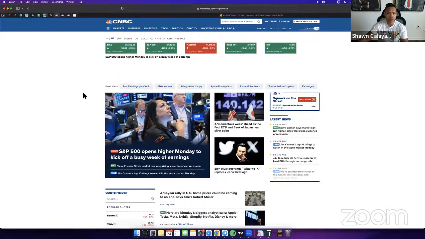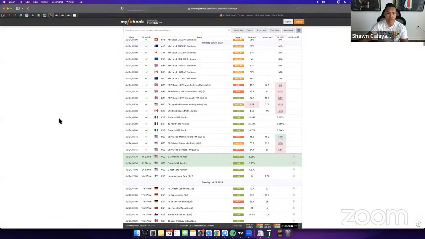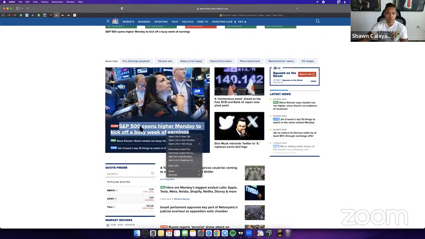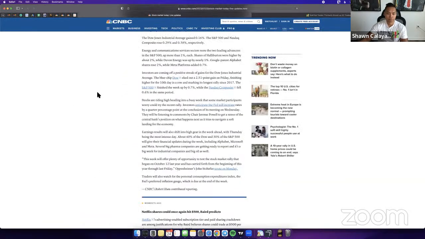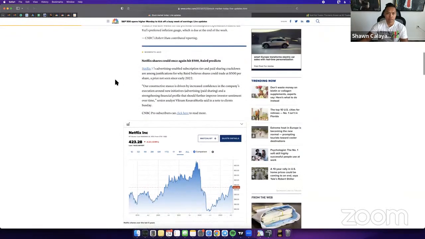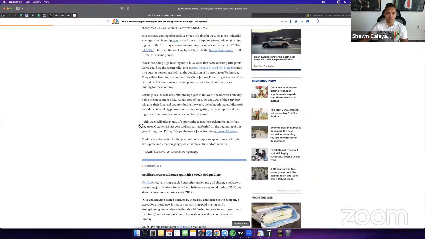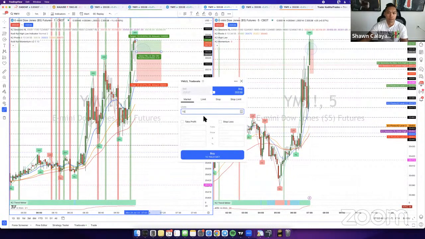I don't think there's any other news today. Let me check real quick. I want to make sure we're not going to be running into any trouble here if there are any other news events. I don't really see much here causing price to spike around like that. It says Netflix shares could once again hit 500. Yeah, there's not really much going on. It's just price spiking around right now. So if this is the case, entry will possibly be right here at the 30 mark.